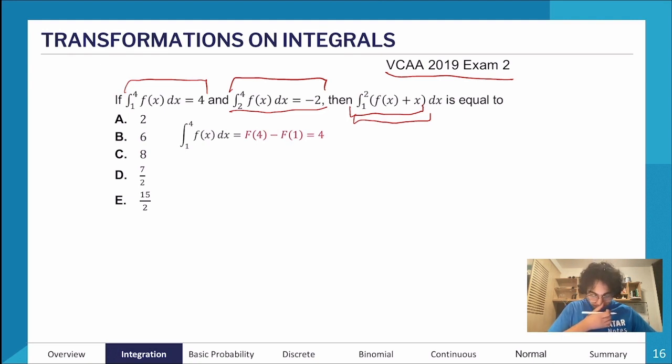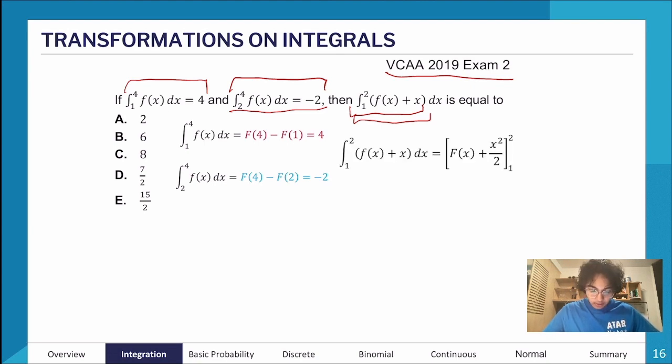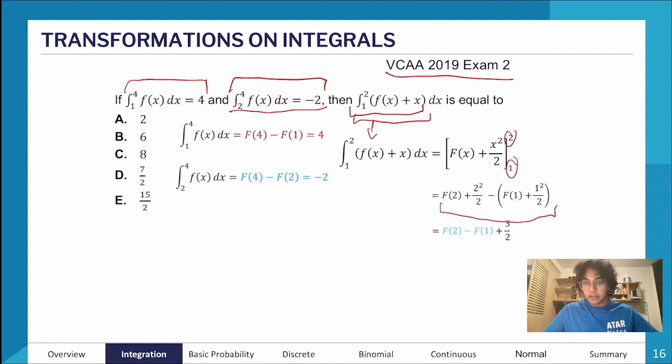Okay, so what does this first integral tell me? It tells me that capital F of 4 minus F of 1 is equal to 4, right? The second integral tells me F of 4 minus F of 2 is equal to negative 2, right? And then if I work out what this integral is here, I get capital F of x plus x squared over 2 integrated from 1 to 2. So now I just sub that in, and I will get this expression here. Then it's a matter of simplifying that expression. So I get F of 2 minus F of 1 plus 3 on 2, right?